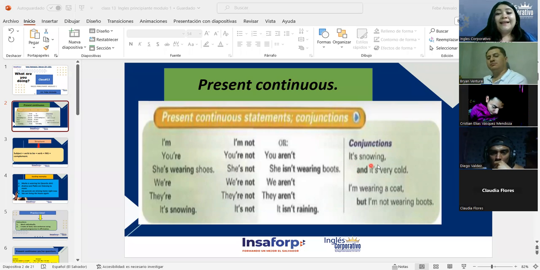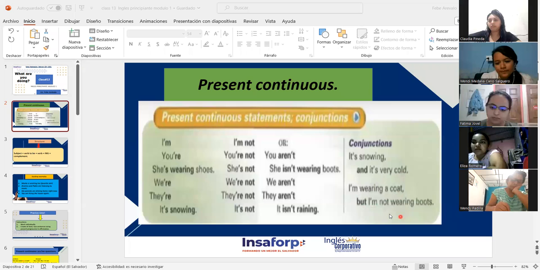So it says, it's snowing and it's very cold. I'm wearing a coat, but I'm not wearing boots, right? Fatima Jovel, please, both sentences. It's snowing and it's very cold. I'm wearing a coat, but I'm not wearing boots. That's correct. Thank you.